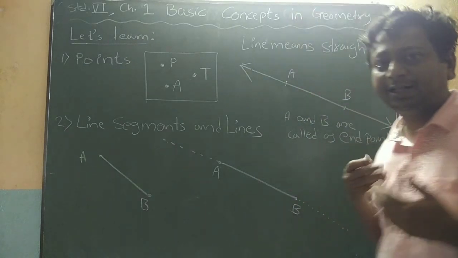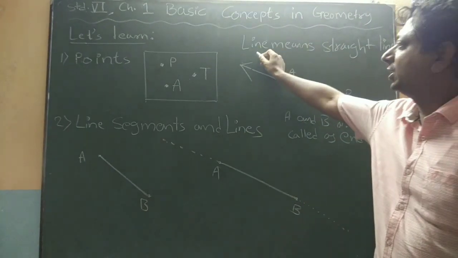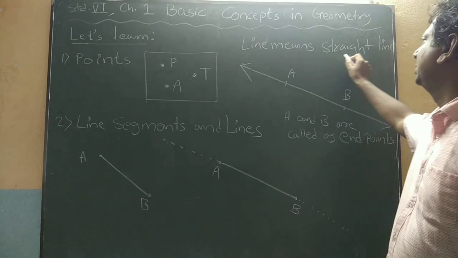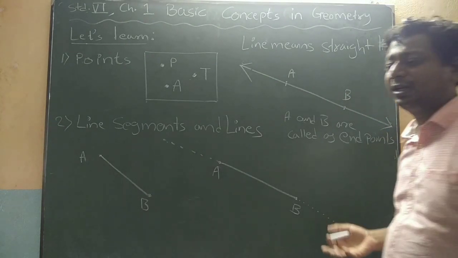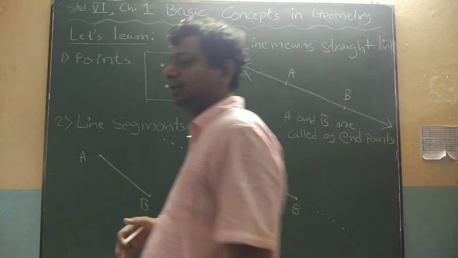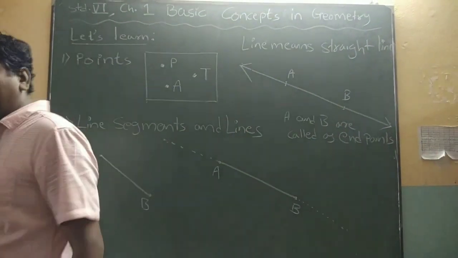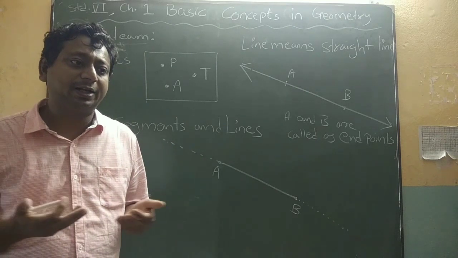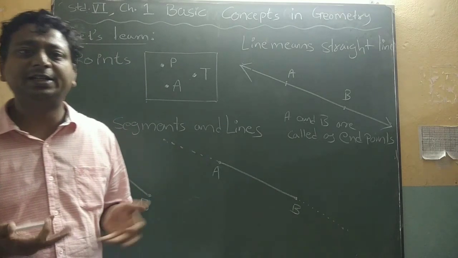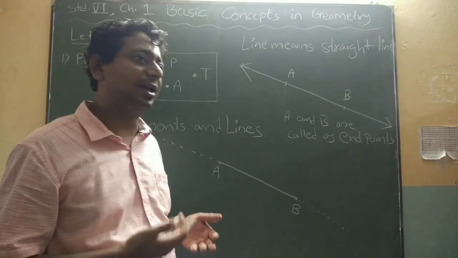Whenever I am saying a line, remember one thing very important. Line means a straight line. We are not talking about any angular line or any other line than a straight line. When I say line, that is obviously a straight line.